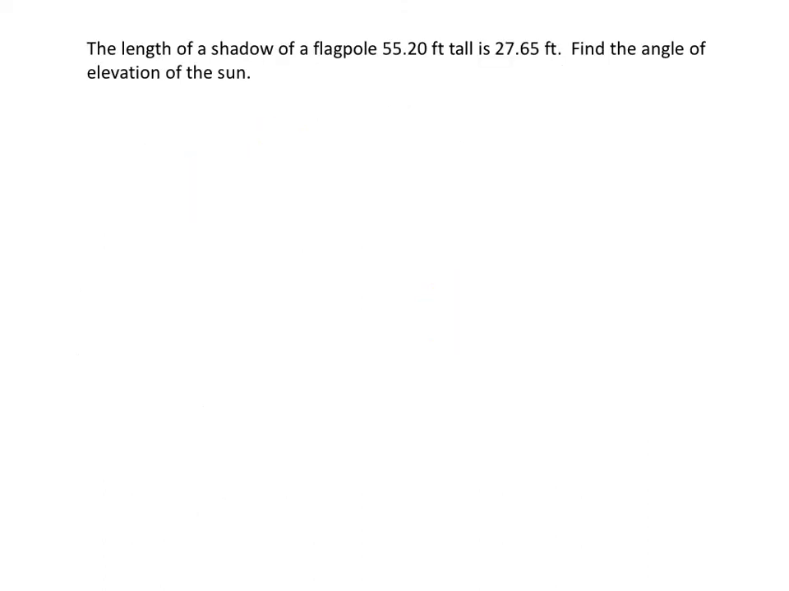So the last problem that we'll look at is a word problem, and it actually involves that angle of elevation that we talked about. So the length of a shadow of a flagpole, 55.2 feet tall, is 27.65 feet. Find the angle of elevation of the sun. So here are the things that we have going on. First of all, we have a flagpole. And the flagpole is 55.2. Then we have a shadow that's on the ground. So the shadow is just flat, and it's 27.65. We have to find the angle of elevation of the sun.